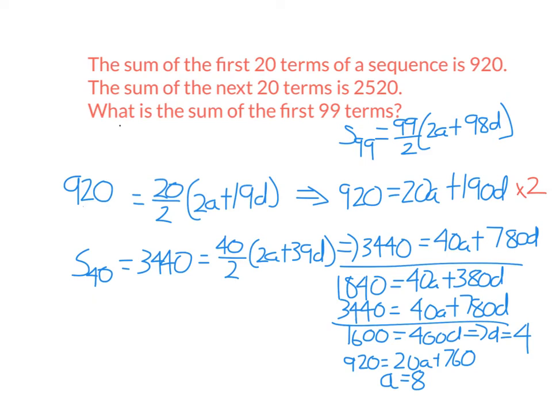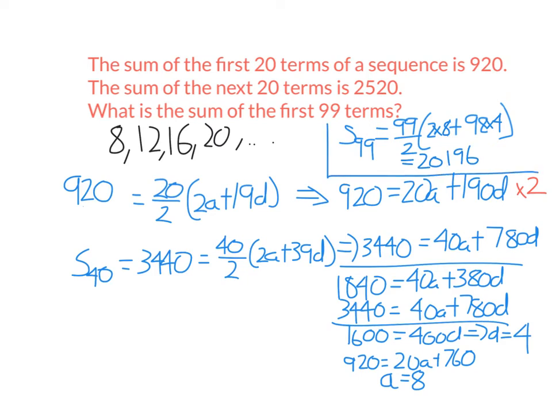So I've just found out this is actually the sequence that starts at 8 and goes up by 4 each time. So now it's really easy. To find the sum of the first 99, I can now substitute a and d into this equation. I just found that a is 8 and d is 4. So all I need to do is change a to 8 and d to 4 and put this in my calculator. And then I get 20,196 and I'm done.